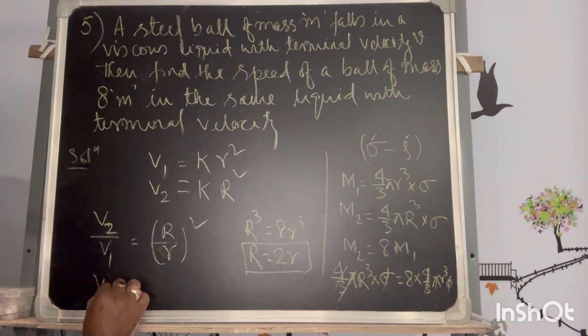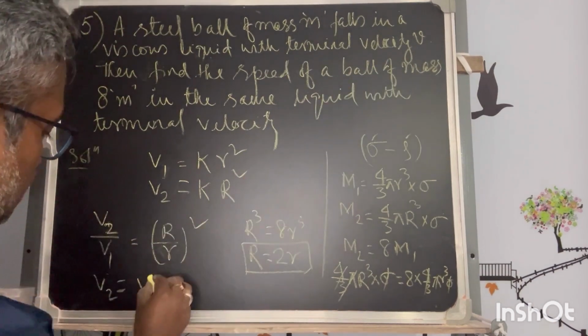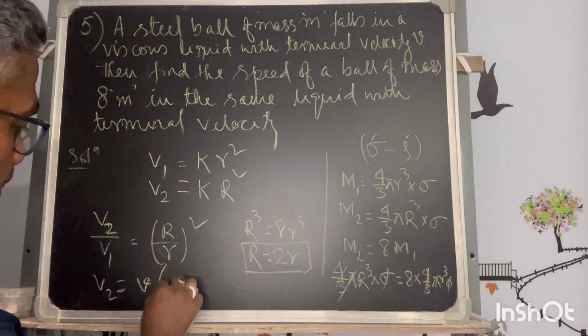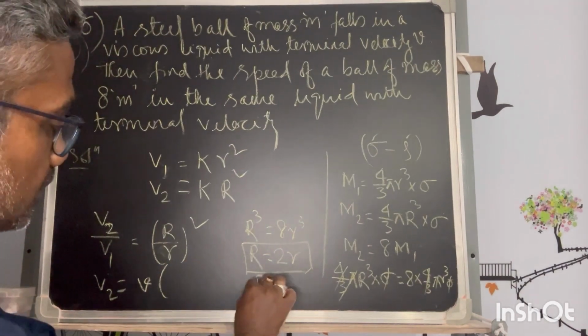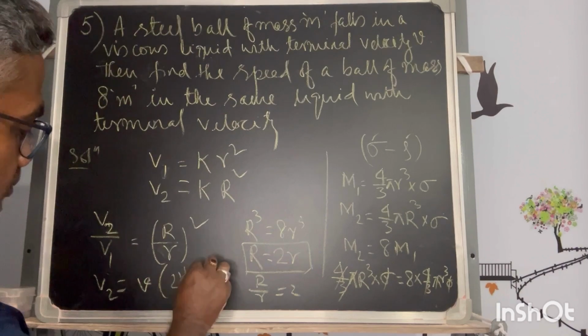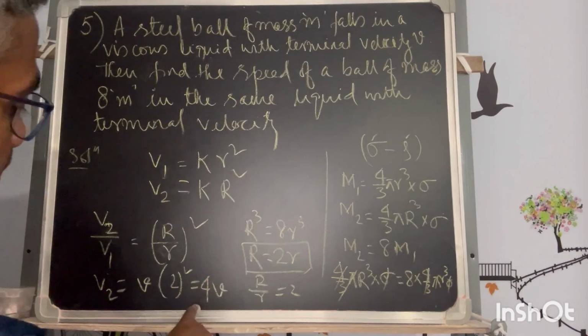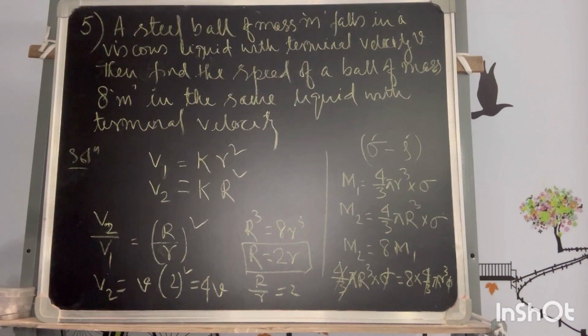So the V2 is equal to V1. The V1 is given as V, so we will take it as small v. R by small r is equal to 2. So square of that is 2 square, that is equal to 4 of v. So the second velocity will be 4 times the first velocity. Okay.